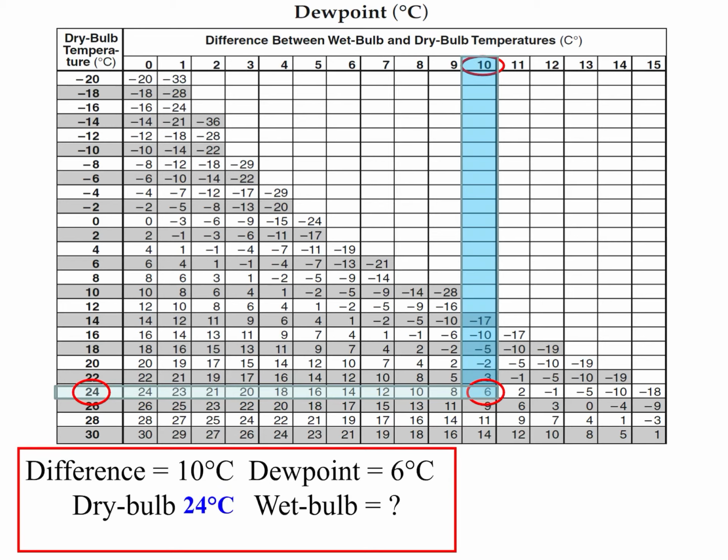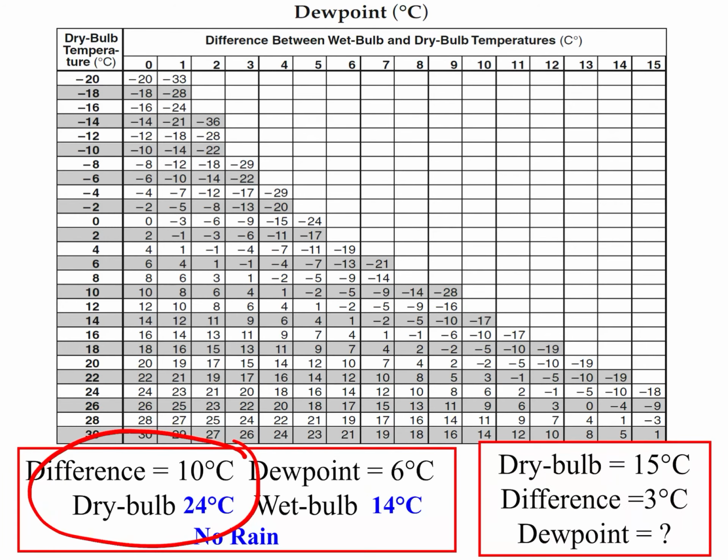Now, how do you find the wet bulb from there? Well, remember what we said. The wet bulb is always going to be less than the dry bulb. So if we have this information, then we could do that. 24 minus 10 is 14. No rain, because the dew point is not equal to the dry bulb.